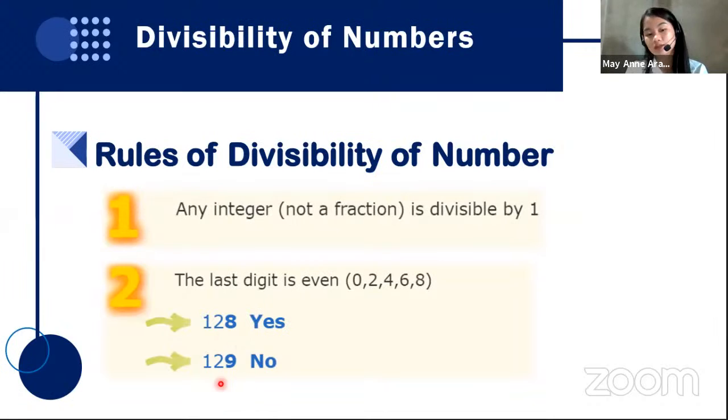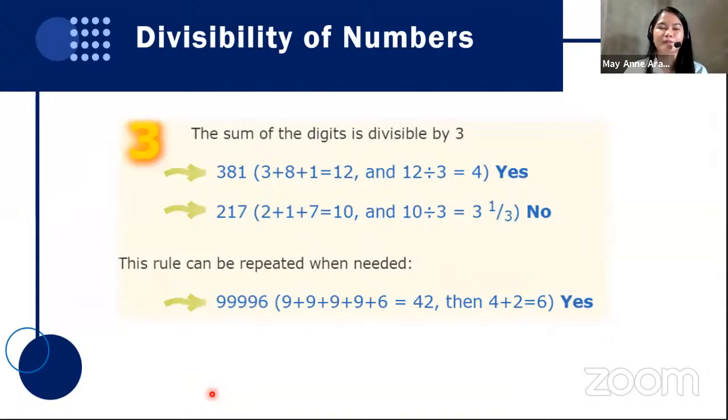While 9 is not an even number. This is an odd number. So 129 is clearly not divisible by 2. Next, the divisibility rule of 3. A number is divisible by 3 if the sum of its digits is divisible by 3. So we need to perform addition here.